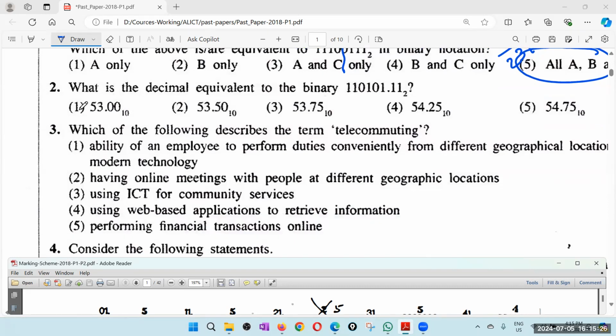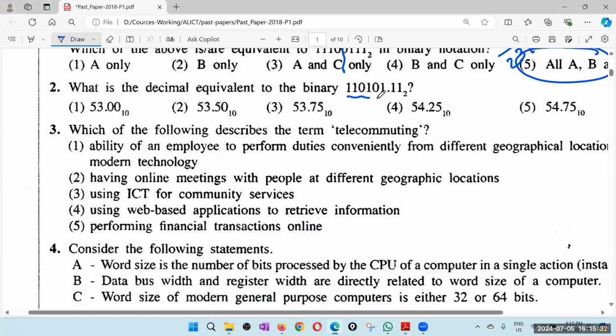Question 2. What is the decimal equivalent to this number? That is super easy. We did this kind of question. Convert this part separately and this part separately. So this is 1, 2, 4, 8, 16, 32. That is 32 plus 16 plus 4 plus 1, which is 53.